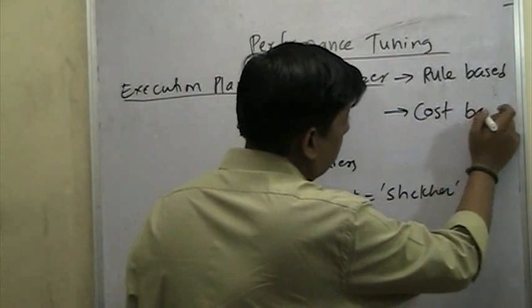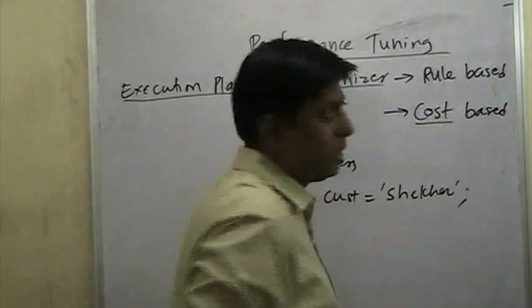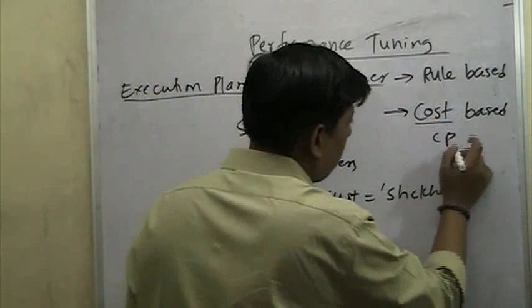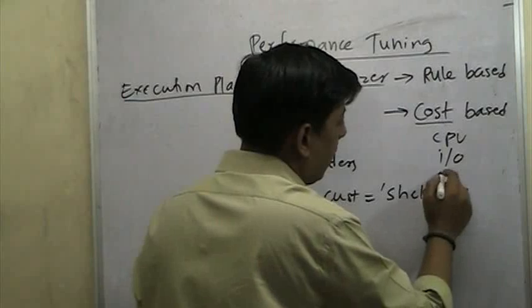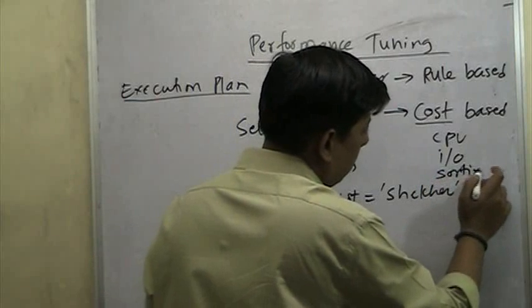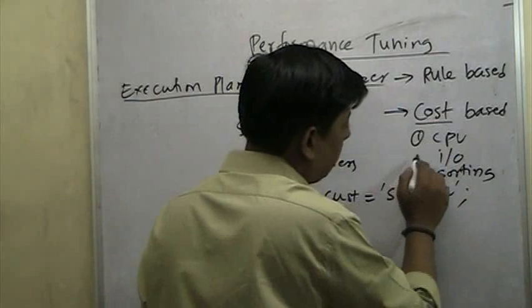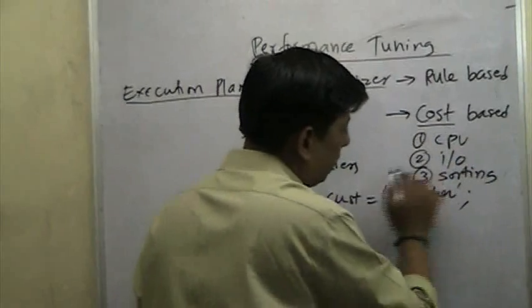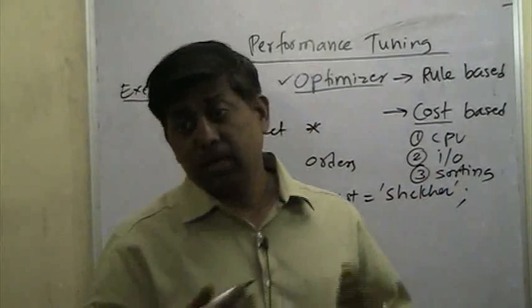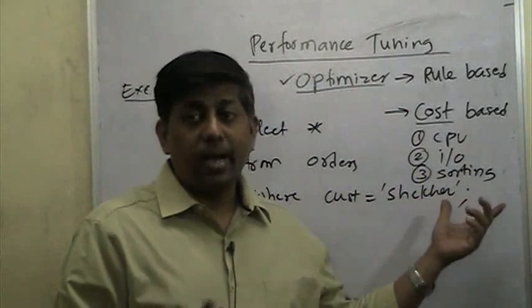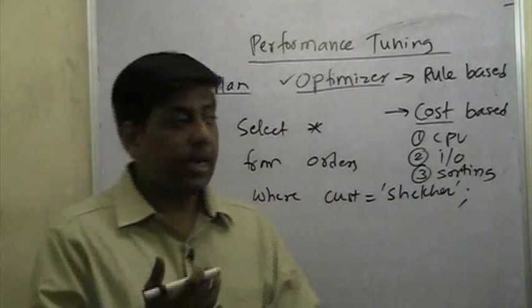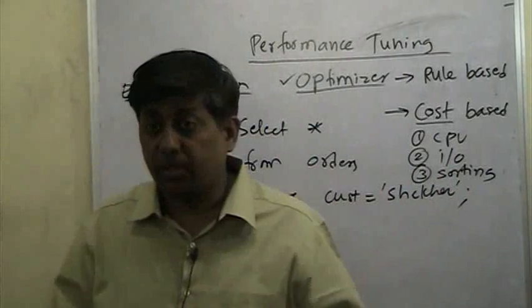and they started calling it a cost-based optimizer. The cost is basically the cost of CPU, the cost of I/O, input-output, that is disk I/O, and sorting. So cost number 1 is CPU, cost number 2 is I/O, and cost number 3 is sorting. These are the three main costs. That means the resources that will be utilized. And based on that, Oracle is going to decide what will be the cost of executing this query.